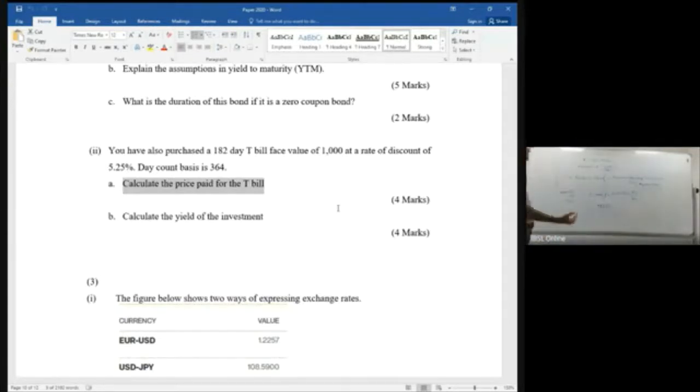But this is 182 days, whereas there are 364 days per year. So the discount should be half of this. 52.5 divided by 2 is 26.25. So this is the discount. This is the face value. Then the price is face value minus discount. So you get the same answer.